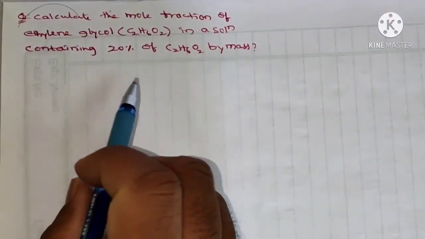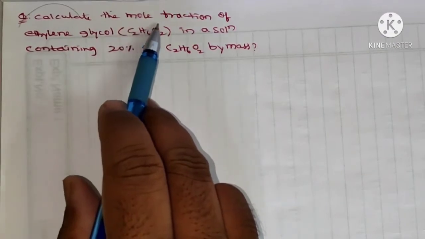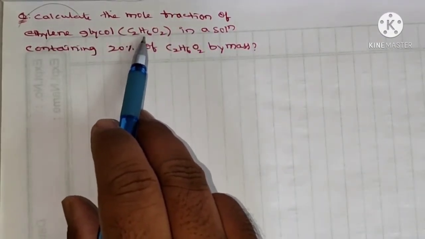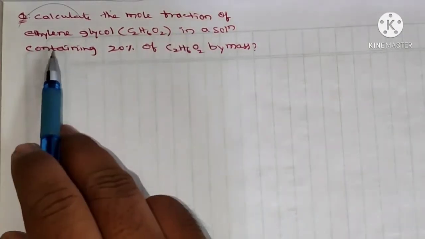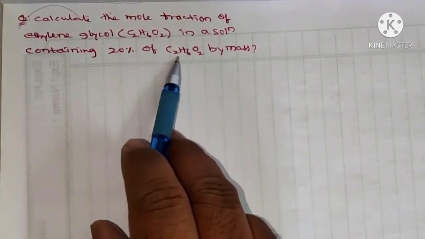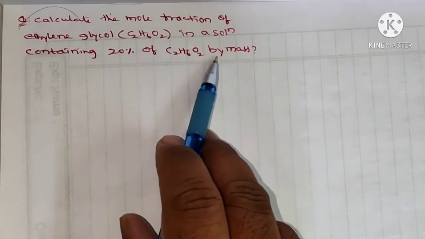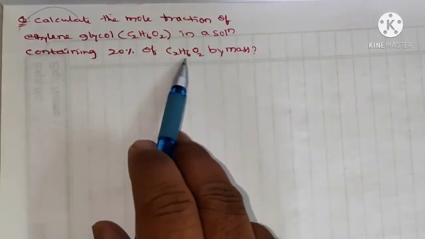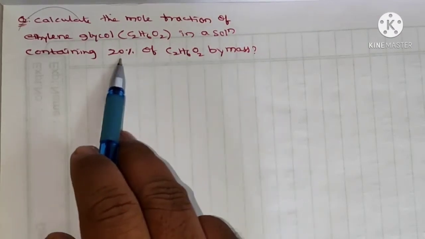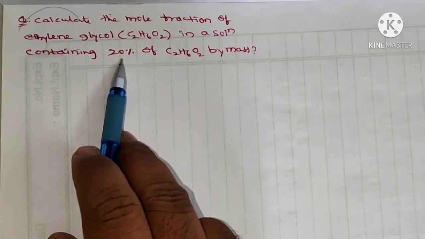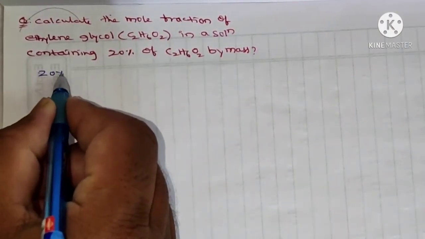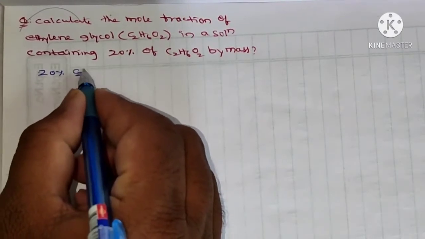Let us solve one problem. Calculate the mole fraction of ethylene glycol, formula C2H6O2, in a solution containing 20% of ethylene glycol by mass. Okay, so the ethylene glycol is given in percentage, so we have to convert it into grams.